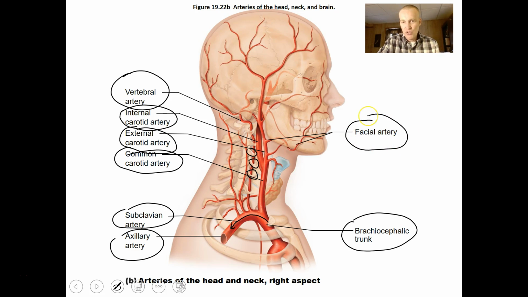Facial artery: the face has a really good blood supply, and because of that, anytime you cut your face, it bleeds a lot. We use our face to communicate by blushing, and we also release a lot of heat through these blood vessels as well. So our head is really well supplied with blood.